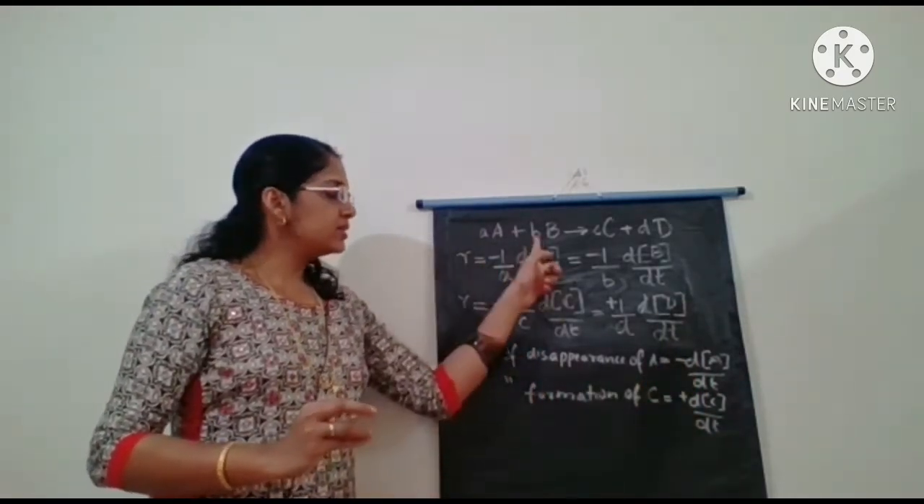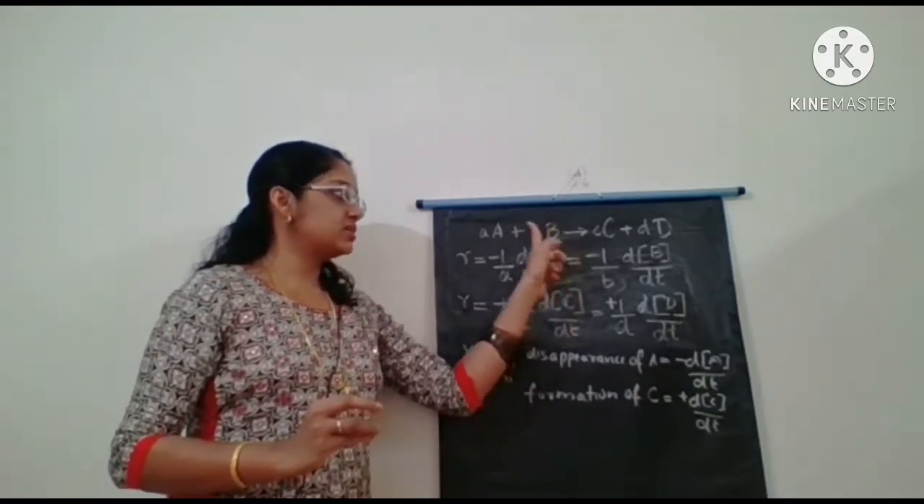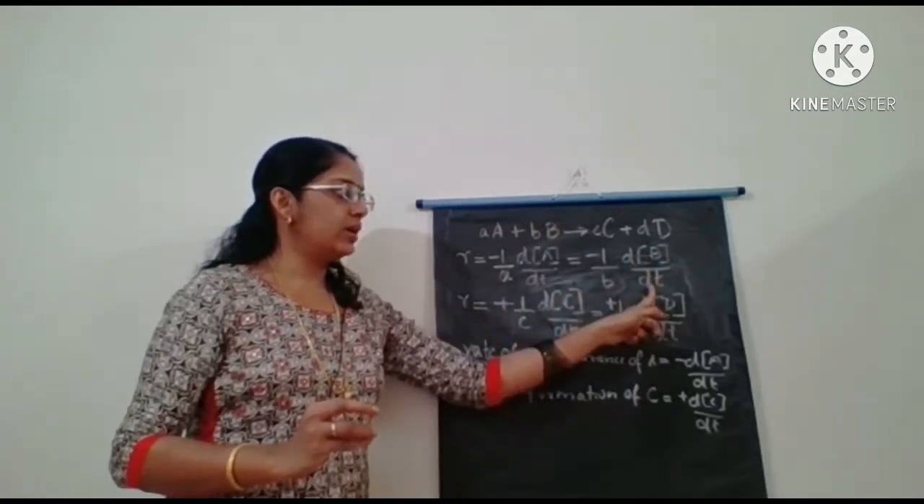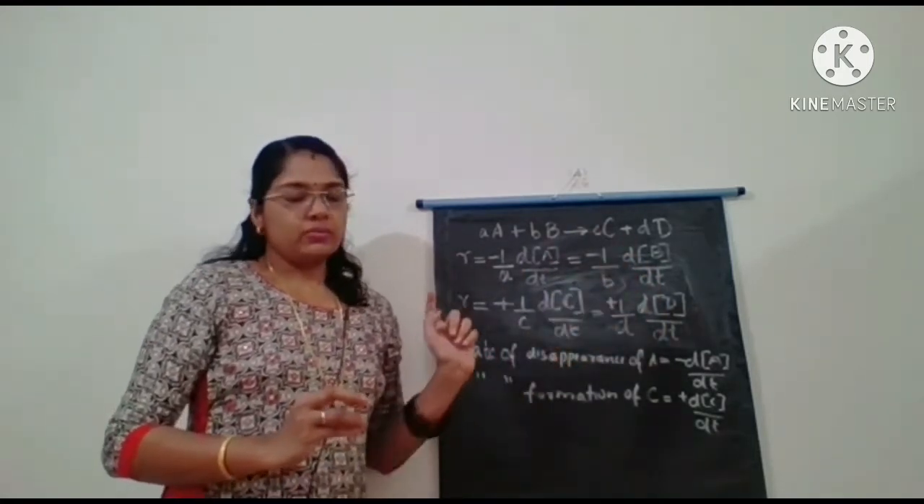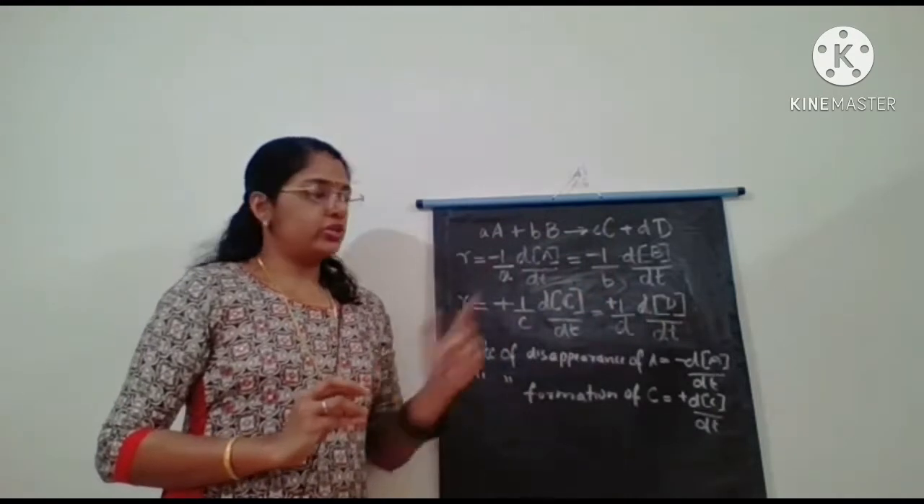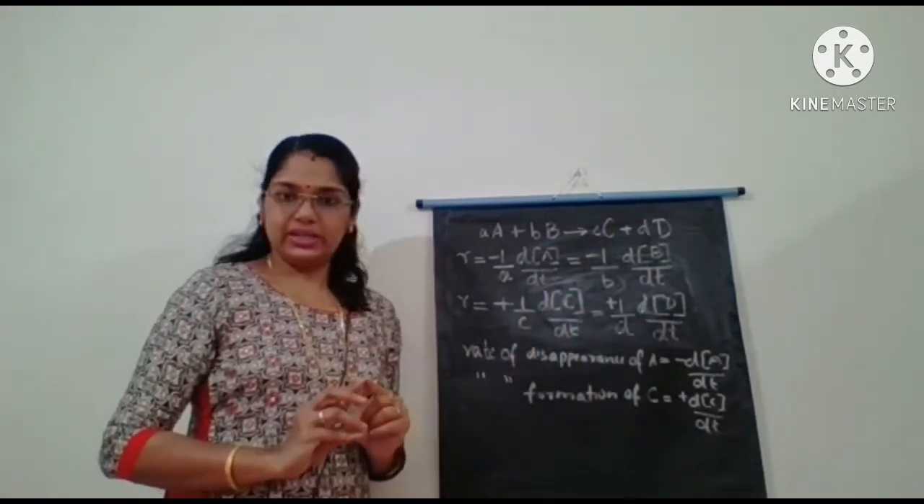Similarly, if they are asking the rate of disappearance of B in this chemical reaction, we can express it as minus dB divided by dt. There is no need of this coefficient, that is 1 by B is not required. That is, we can express it as minus d concentration of B divided by dt.